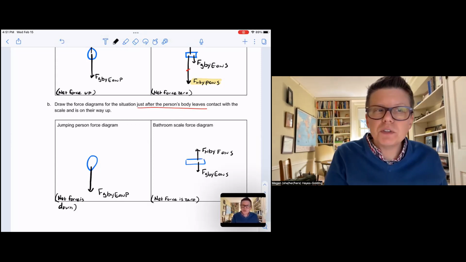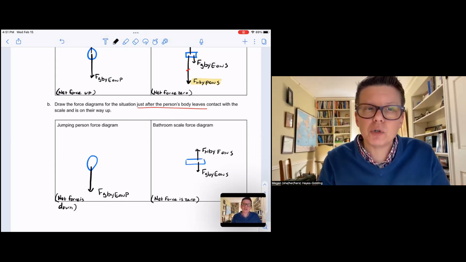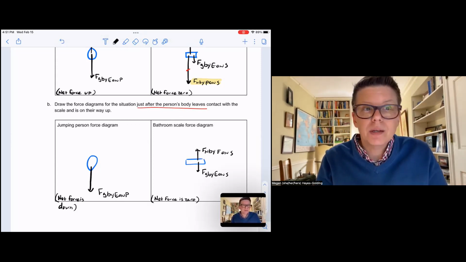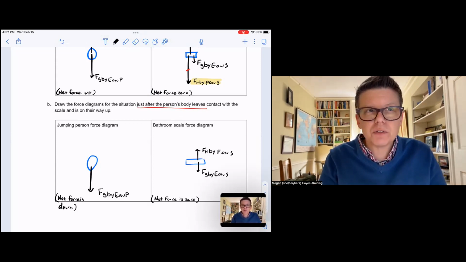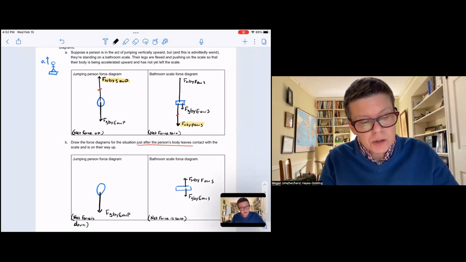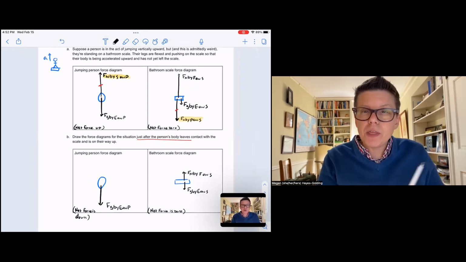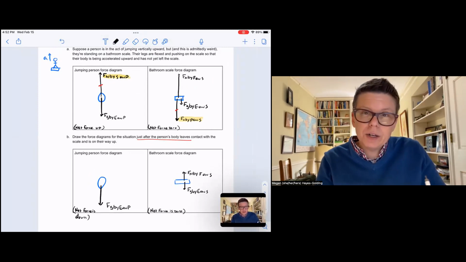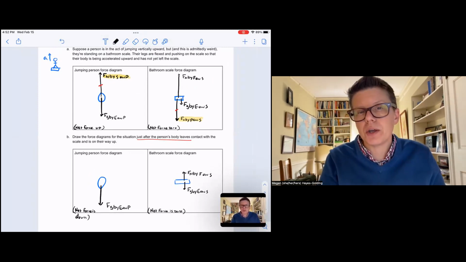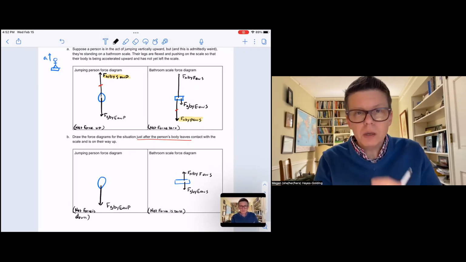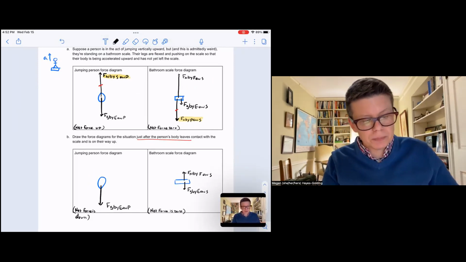We actually saw this previously when we studied free fall. We just didn't have a good way to explain it yet. This is what it looks like after the person leaves the scale. You'll notice that the Newton's third law force pair, that normal force that shows up in the first two pictures, highlighted in yellow, it's gone. There is no more Newton's third law interaction between the bathroom scale and the person jumping.